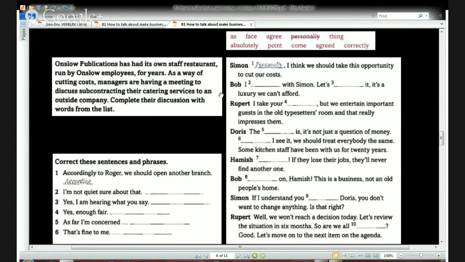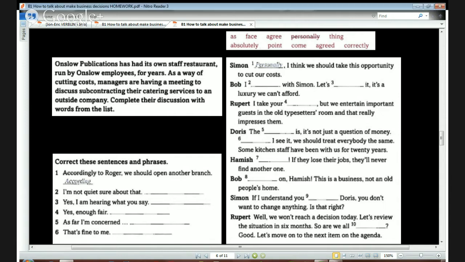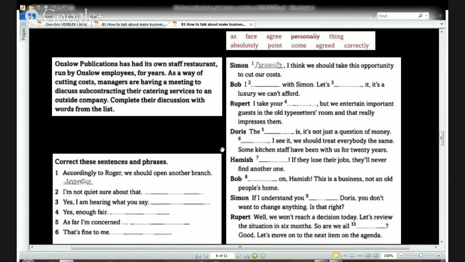I am not quite sure about that. Okay. The problem here is, look at the way the word is spelled, Monica. Look at the way the word is spelled. And say it again. Quiet. It's quiet. Right? Quiet. I'm not quite sure about that. But what should it be, Monica? Quiet means silence, right? Yeah, so what's the mistake in number 2?